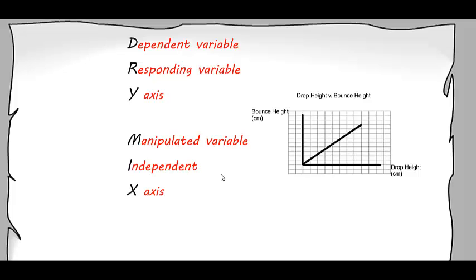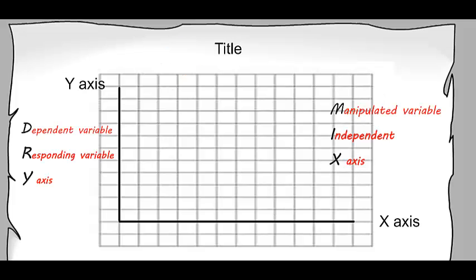MIX refers to the independent variable, or the variable that is manipulated or purposefully changed in your investigation, and this is graphed on the x-axis. The x-axis is the horizontal axis, which goes left to right, and the y-axis is your vertical axis, which goes up and down. Every graph must include a title, and the y and the x-axis must be labeled.